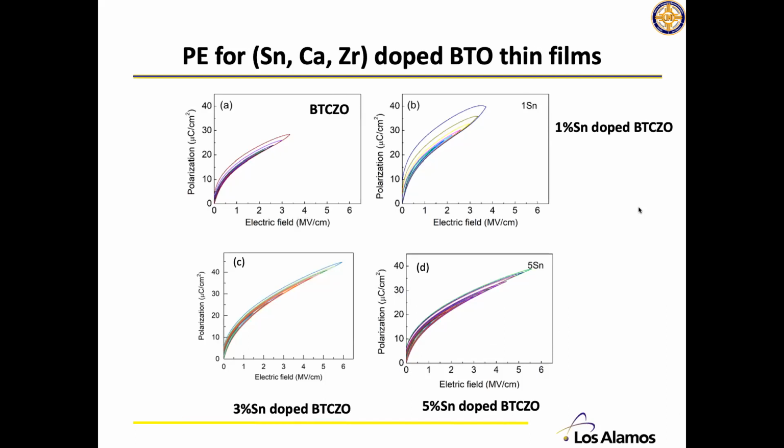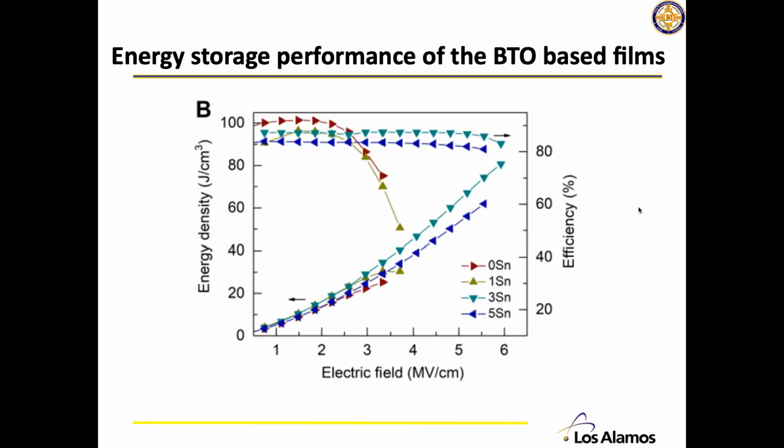So to talk about energy storage, I think we have to talk about this one, which compares the four samples we talked about before: the first one without tin doping, and then 1%, 3%, and 5% tin doping. As you can see, without tin doping, all of these P-E loops are slim, but this film becomes very leaky around 3 megavolts per centimeter, right? Once you dope this sample with 3% tin, the breakdown field can almost increase to 6 megavolts per centimeter. And you will see later, we actually calculate the performance for these films.